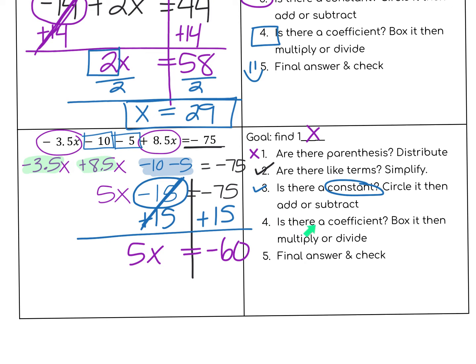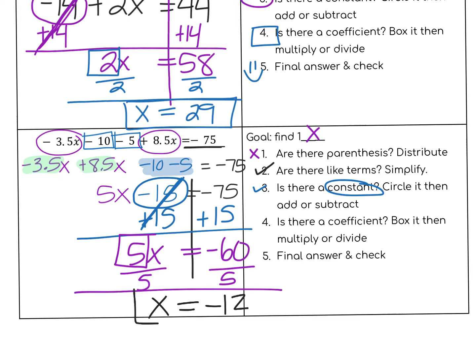Question 4 says, is there a coefficient? Box it, then multiply or divide. There is still a number attached to my x, to my variable. So I'm going to put a box around the 5. 5x means 5 times x. The opposite of times is divide. So I'm going to divide this side by 5 and this side by 5. 5x divided by 5 is 1x. Then in your calculator, if you type negative 60 divided by 5, you should get negative 12. So we did those 2 steps.